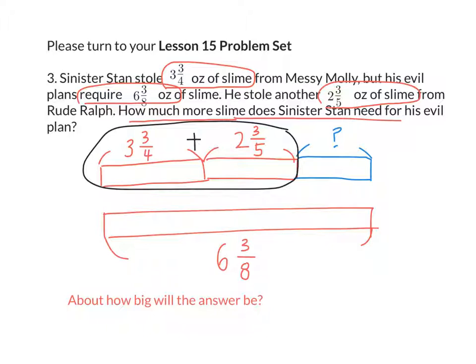And if I take this away from this, what should my answer be? Something close to 3/8, right? So if my answer is way off, like 2 3/8, would I know my answer is reasonable? So you should always be thinking that to yourself.